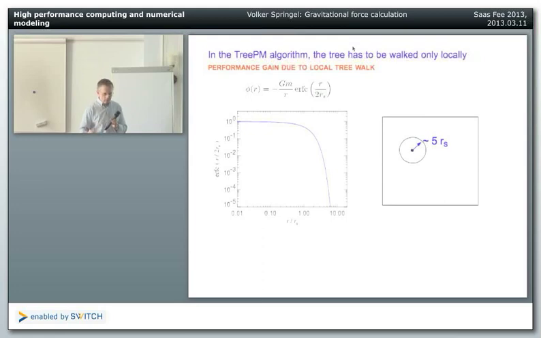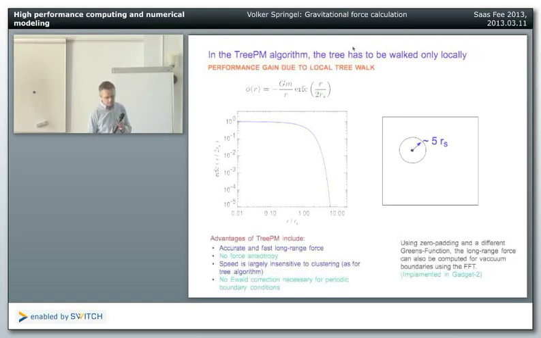Right? That means you can now say the short-range force is something that I have to calculate in a little ball of some radius rs around some coordinate. But the rest of the force will be delivered by the particle mesh scheme accurately. And I just then have to add these forces together.